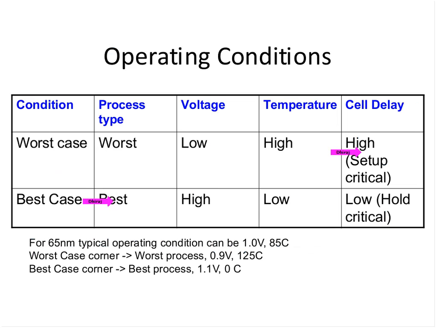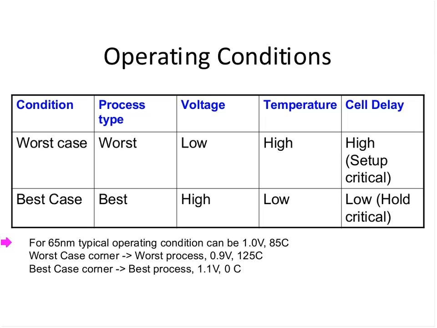In the best case, the process type is best, voltage is high, and temperature is low, which means all the devices are on the faster side. It is critical for hold. We will see why I say this. We will see why a worst case corner is critical for setup, and why a best case corner is critical for hold.